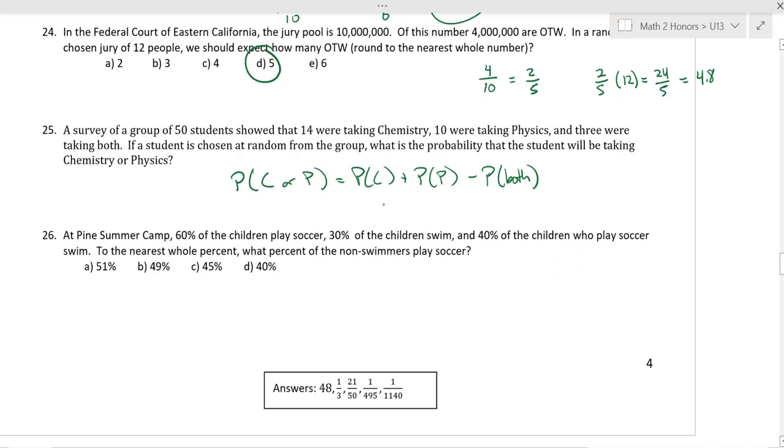So survey of 50 students. So 14 out of 50. Physics, we got 10 out of 50, minus 3 are doing both out of 50. So that's going to be what, 21 out of 50?